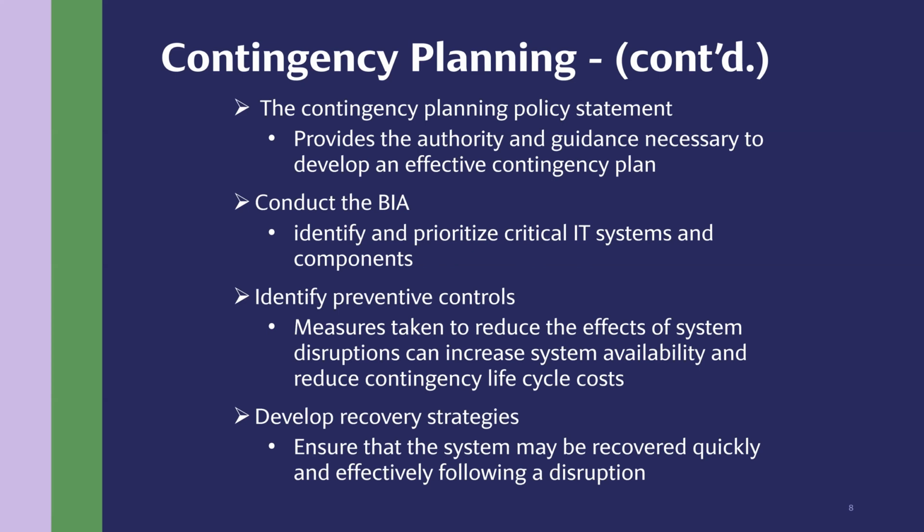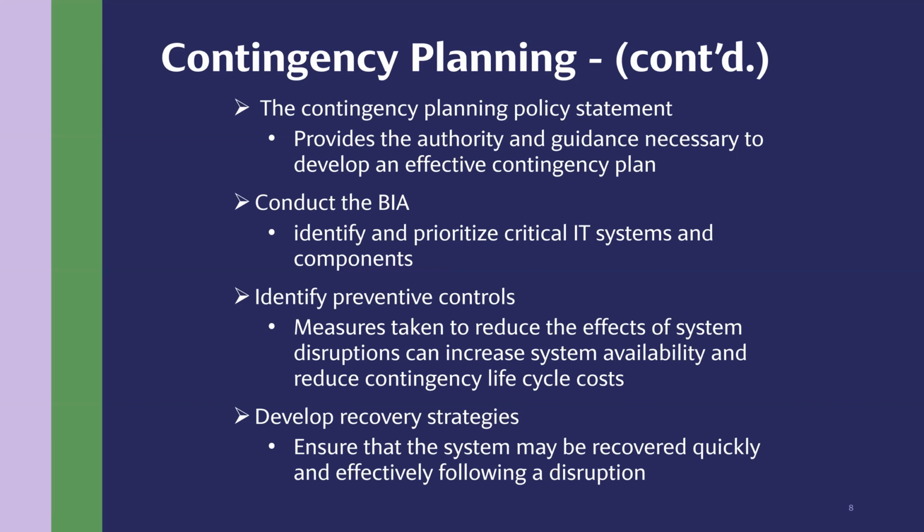Once you have the policy stated in your organization, the second step is to conduct the BIA, in which you are going to identify and prioritize critical IT systems and their components. As I told you previously, there will be multiple business processes, and you need to finalize which among them are very crucial for your overall business. Then you need to identify preventive controls. These are measures taken to reduce the effects of system disruptions. They can increase system availability and reduce contingency lifecycle cost.